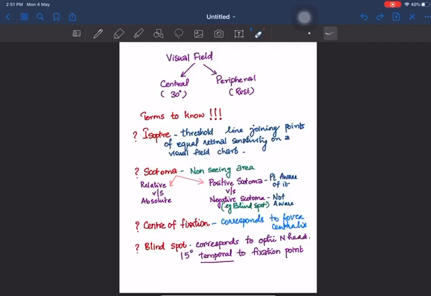The scotoma can also be classified as positive scotoma or negative scotoma. Positive scotoma is one which the patient is aware of, while negative scotoma is one which the patient is not aware of, like our blind spot. What is the center of fixation? Center of fixation corresponds to our fovea centralis in the retina. What is the blind spot? It corresponds to the optic nerve head, 15 degrees temporal to the center point of fixation.